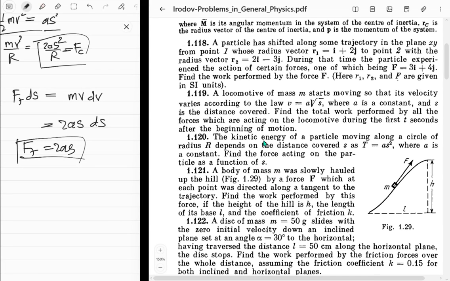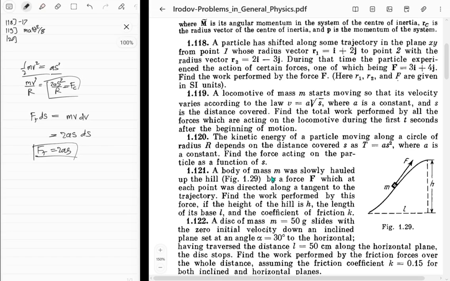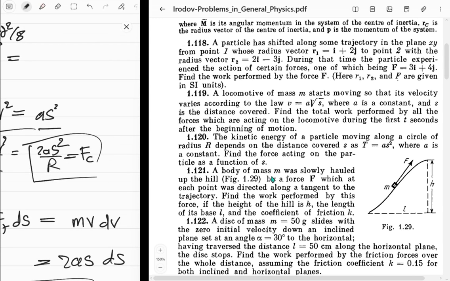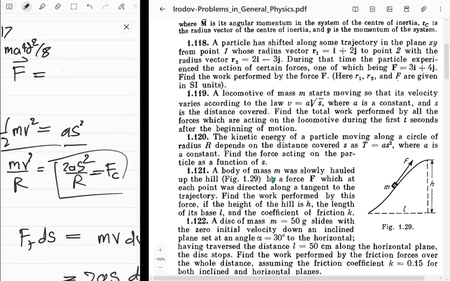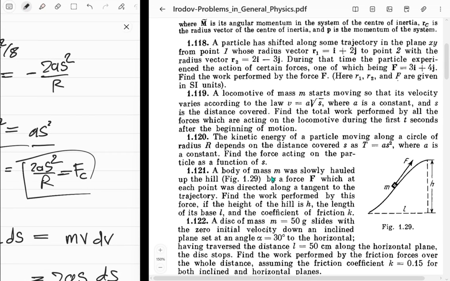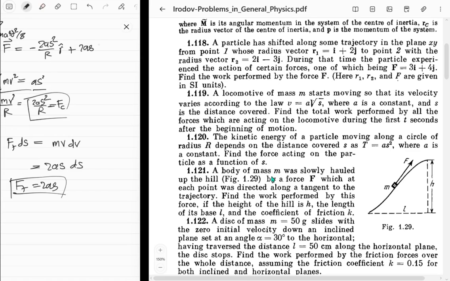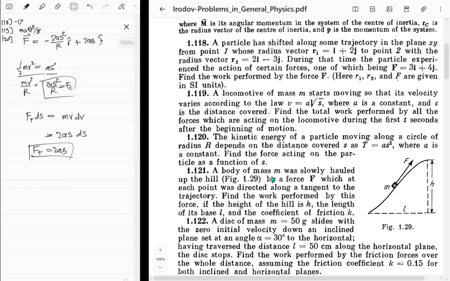Or maybe you should just write this as a vector. Yeah, writing as a vector will be better. So I'll write it like that. So the force is, first of all, in the radial direction: 2as squared upon r, negative of all that stuff, because it's just v squared upon r, usual. And that times r hat. Okay. And then plus this tangential force 2as times t hat. Well, that should do it. Next question.